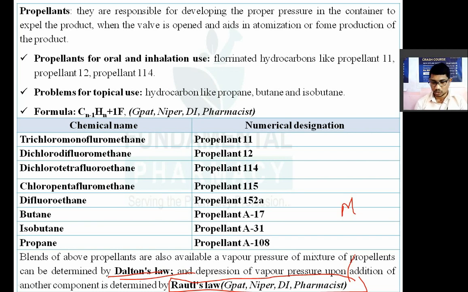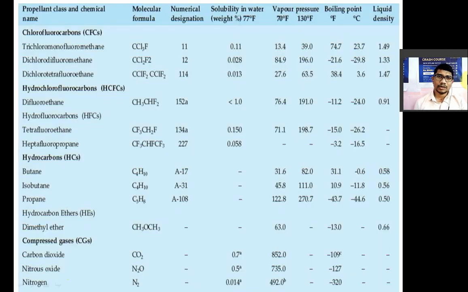Okay? Now different propellants over here you can see. Propellant class and chemical name. पहला class कौन सा है? Chlorofluorocarbons known as the CFCs. So in that you have different propellants. Chlorofluorocarbons में कौन सा है? जैसे for example यहाँ पे ट्राइक्लोरो मोनोफ्लोरोमीथेन, trichloromonofluoromethane CCl3F. It is known as propellant 11.